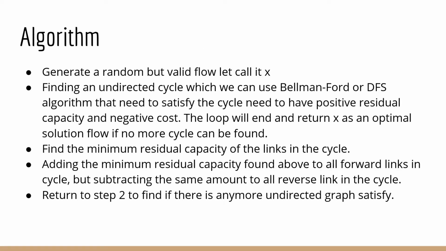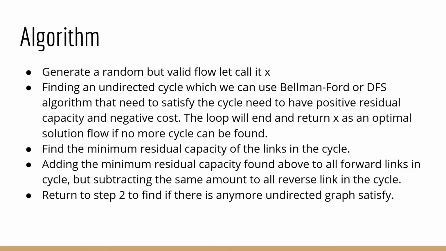So the algorithm basically has 5 steps. First step is to generate a random but valid flow, let's call it X. The second step is finding an undirected cycle, for which we can use Bellman-Ford or depth-first search, that needs to satisfy the condition that the cycle has positive residual capacity and negative cost. The loop will end and return X, an optimal solution flow, if no more cycle can be found.